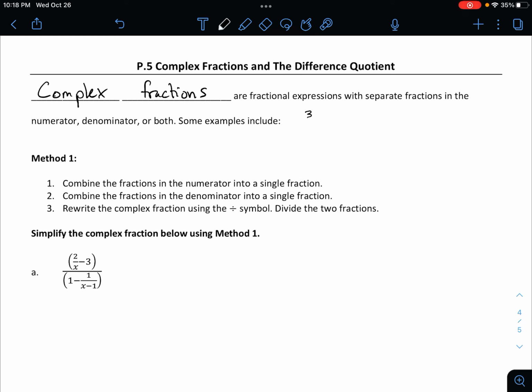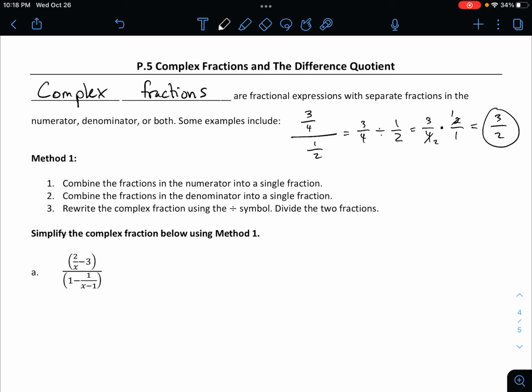Maybe it's like 3/4 divided by 1/2, right? We have a fraction divided by a fraction. But remember, I can just write this as 3/4 divided by 1/2, and this is the same thing as 3/4 times 2/1. And if I just reduce the 2 and the 4 here, this is just 3/2. All right, so you can have a fraction divided by a fraction, but just remember, you can rewrite that however you want. You can use the division symbol to help you out there.